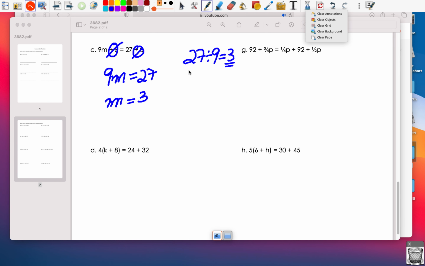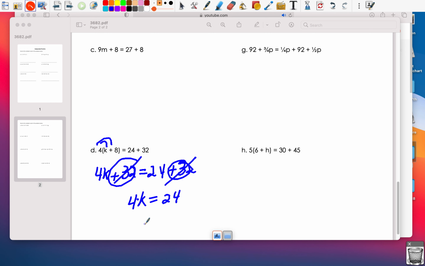Over here we have 4. So here we need to do the distributive property. So we get 4k, right? And then plus 4 times 8 is 32 equals 24 plus 32. So the 32 can go away. And we have 4k equals 24. So 4 times what number is 24? So k, what does k have to be? And again, calculator, 24 divided by 4, and this is 6. So k has to be 6. So 4 times 6 equals 24. So the only number that we can put in here is 6.